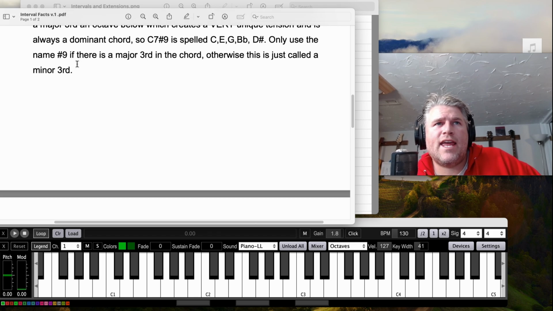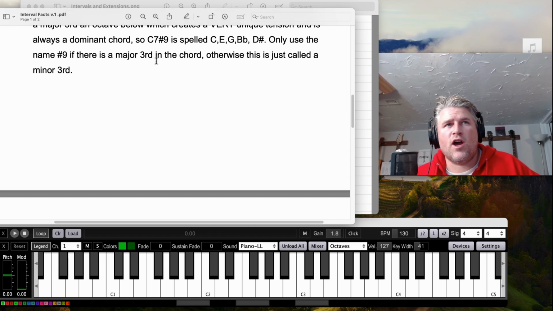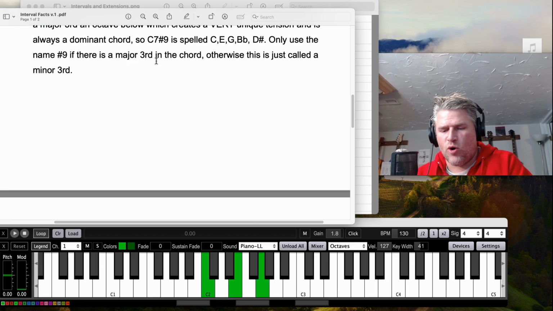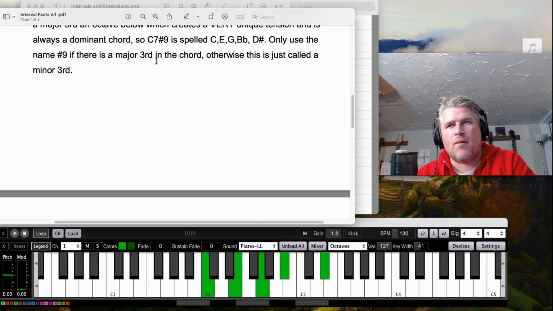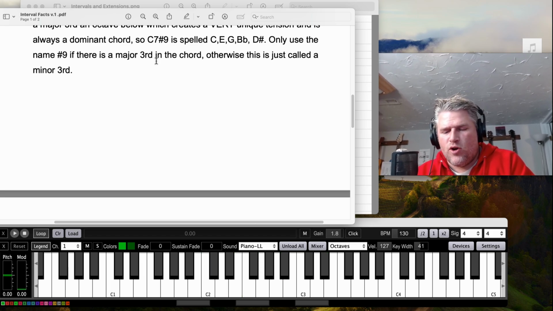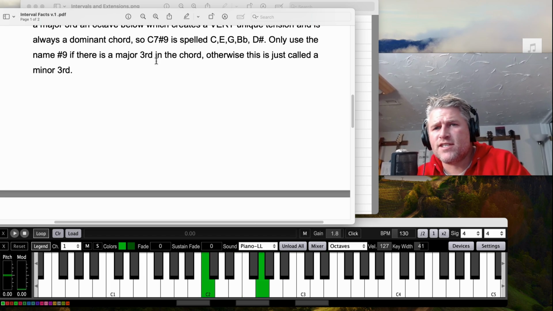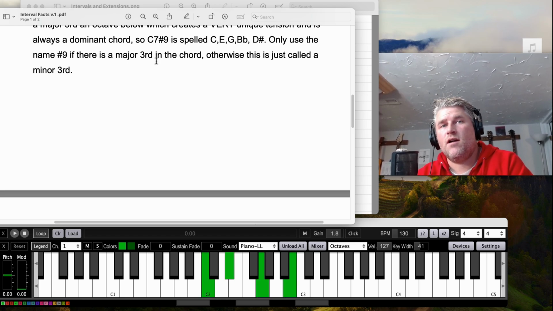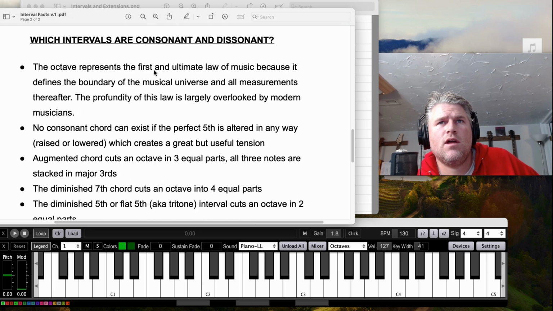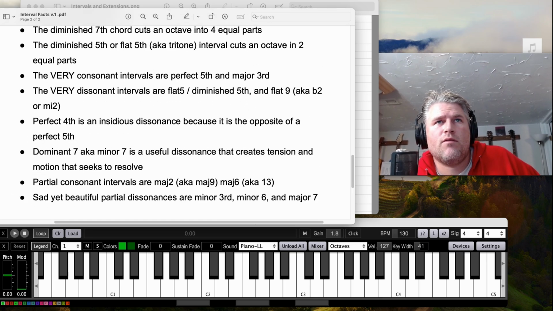You only use the name sharp 9 if there is a major third in the chord. Otherwise, it's just a minor third. So if we have this major chord and the dominant, but then we have that minor third, and there was no major third here, this would just be a minor 7 chord, right? Because minor 7 has to have both a minor third and a minor 7. Otherwise, this would be a minor major 7. Or just a C major 7, C dominant 7, otherwise known as C7, C minor 7, C minor major 7. Okay, almost there.